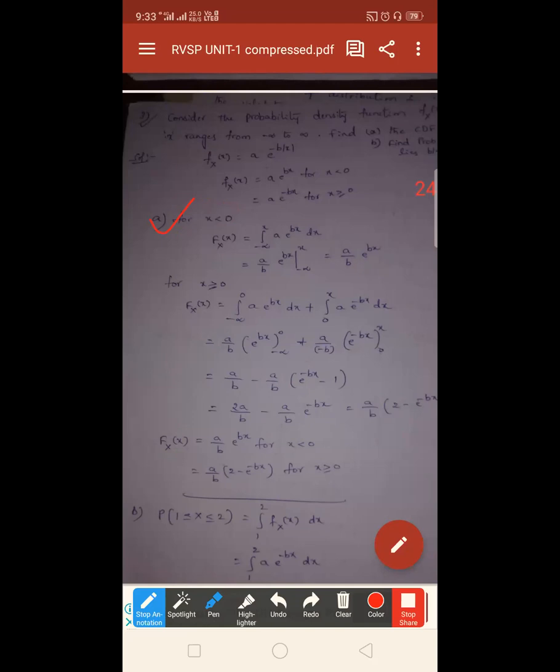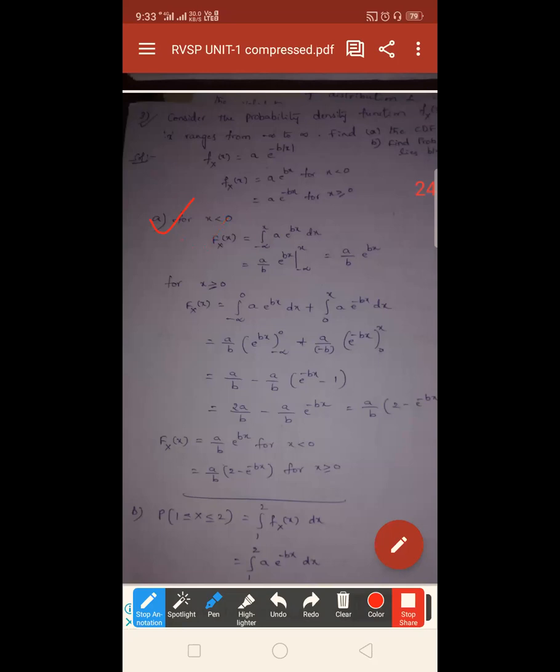What is the relationship between the cumulative distribution function and the probability density function? In this class only, I have told you in the previous problem: the cumulative distribution function is equal to the integration of the probability density function.